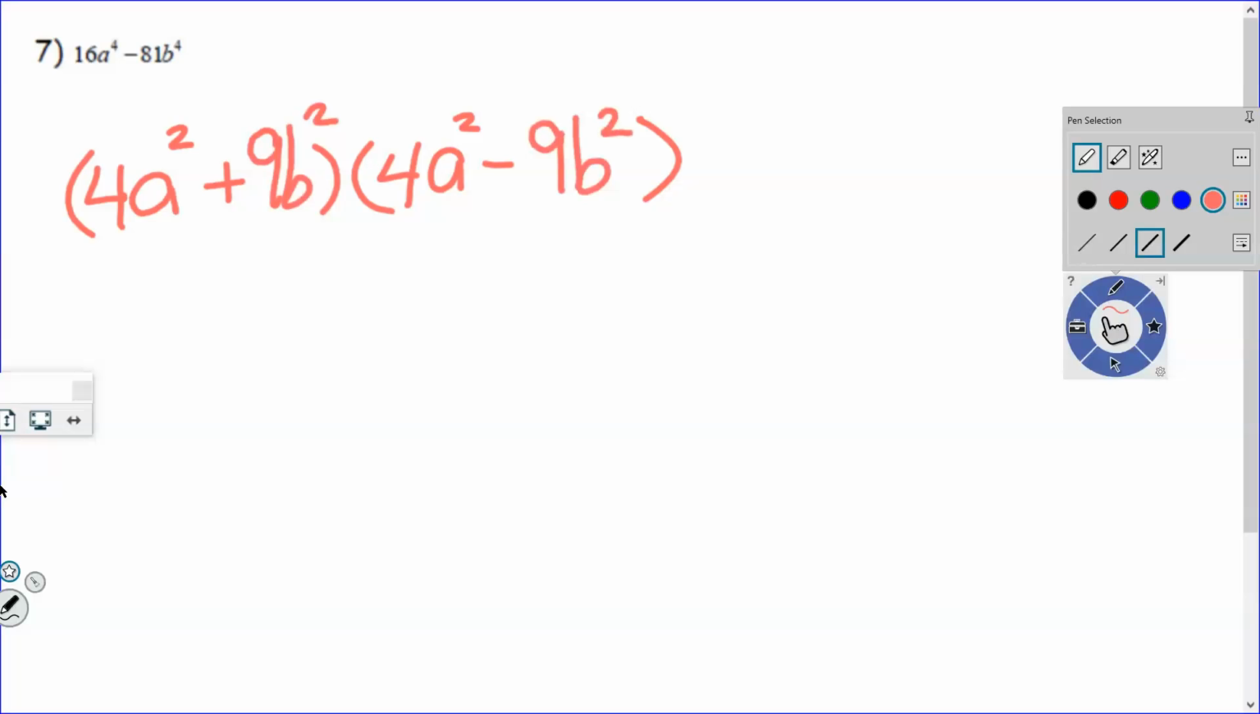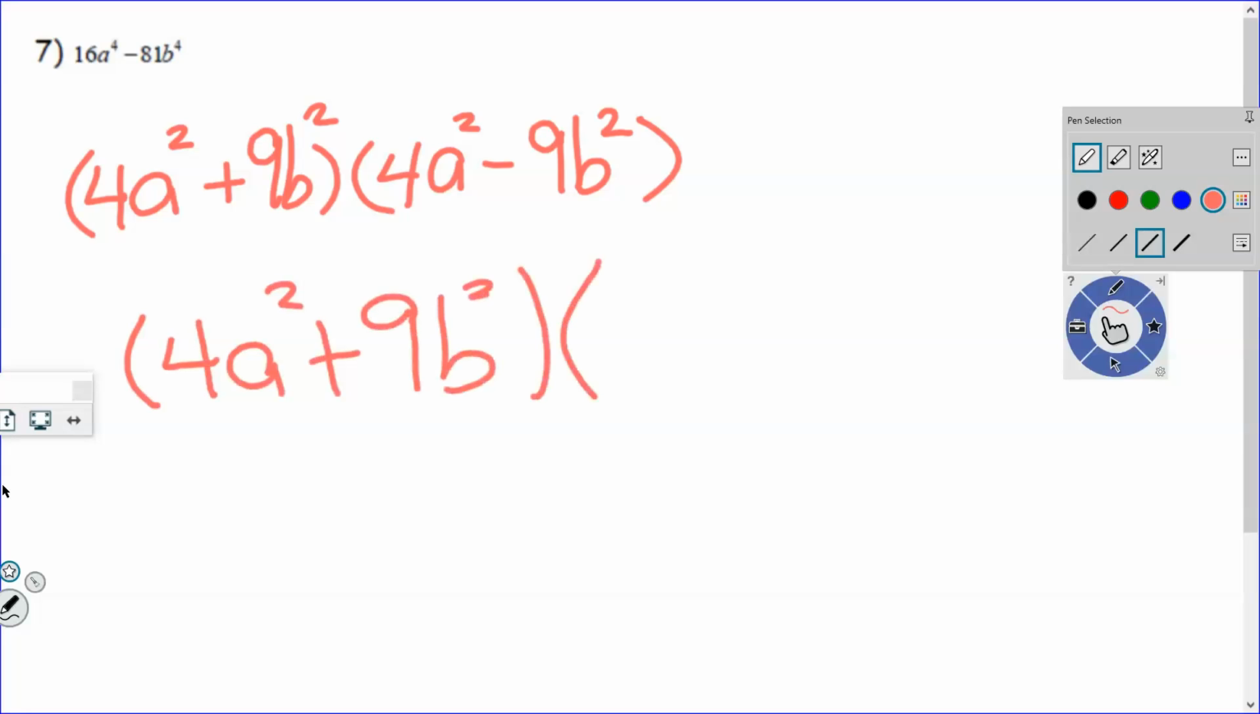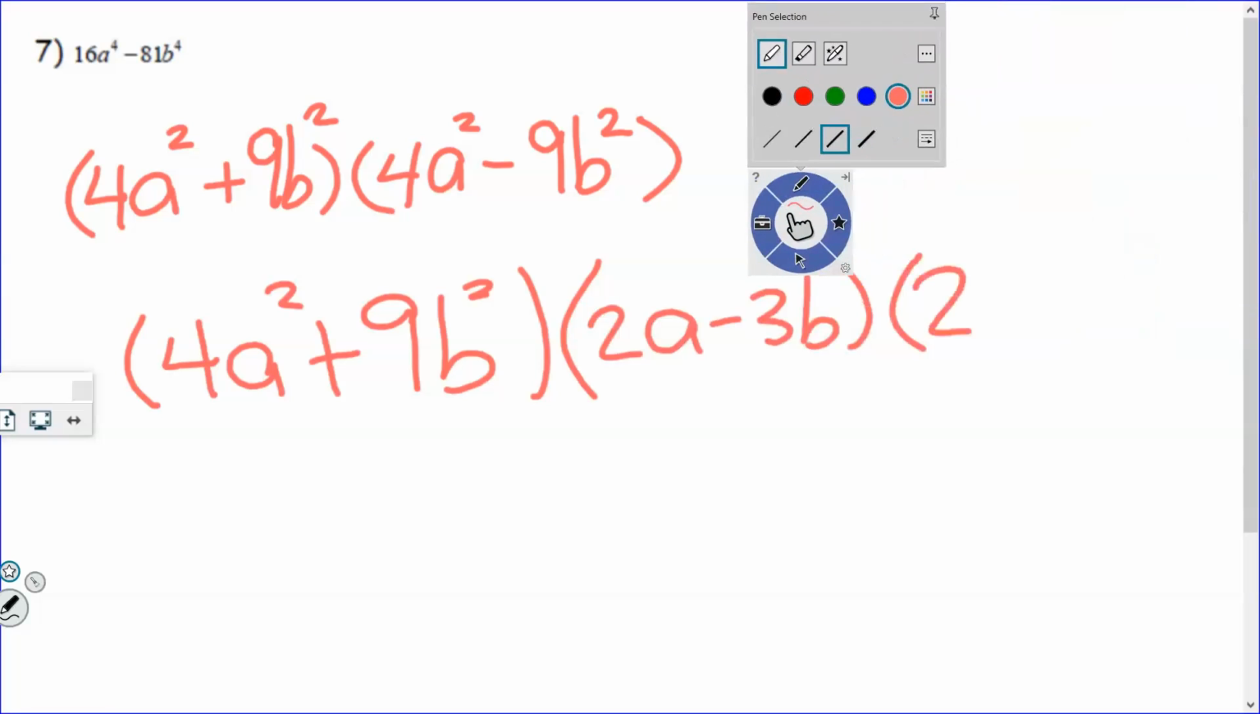So, you always have to check from here on out to see if you can keep going. Yes. Thank you. So I know this is prime because it's a plus sign. I'm not falling for any teacher tricks. But that other one is a difference of 2 squares. That's 2a minus 3b times 2a plus 3b.